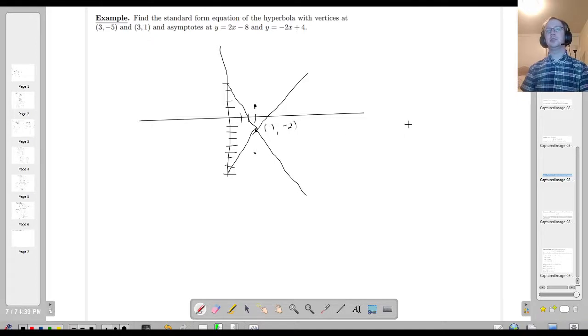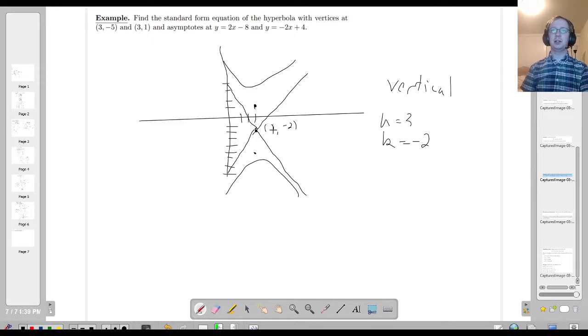So I just need to figure out the rest of my details. So I know h is 3. I know k is -2. I know this is vertical. Right, it's going to look something like this. Okay, I just need to figure out where the rest of my coordinates for my box would be. So let's just try to draw a box and see where it intersects those asymptotes.